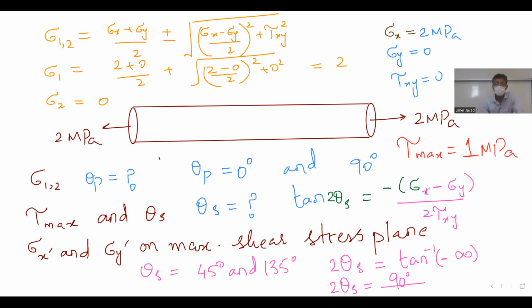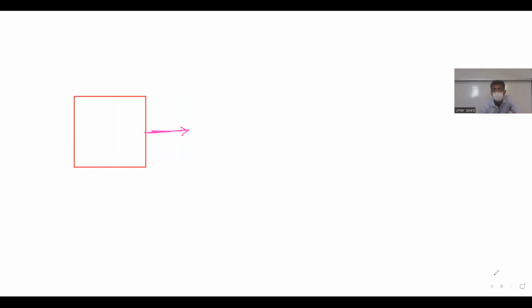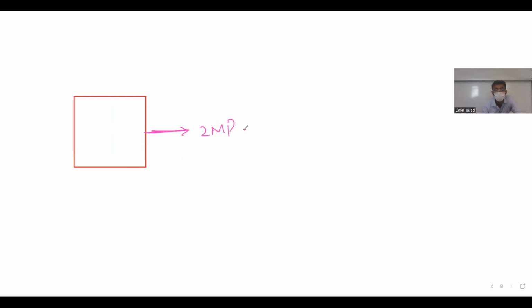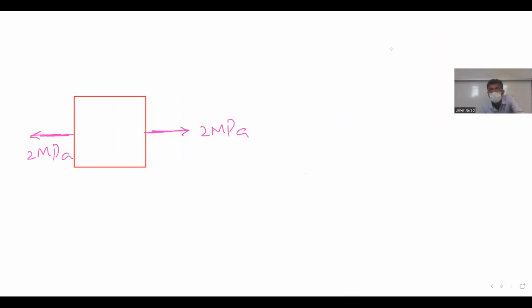Okay. Now I will go and I will start making the squares. Okay, what will be your given square? What is the value? 2 and 2. This will be 2. This will be 0, 0, no shear stress. Then I have 9. Now you have to make it at 45 and 135.